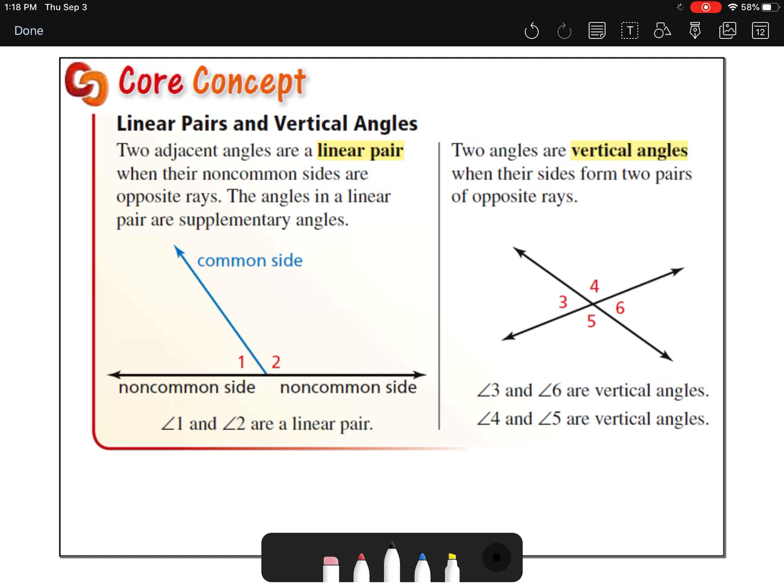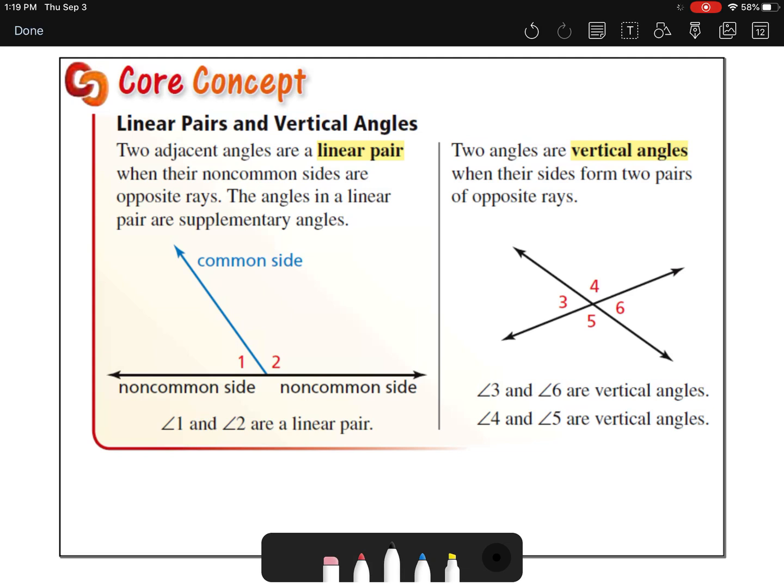All right, now the last subject then are linear pairs and vertical pairs. Very important that you master these two concepts. A linear pair, guys, simply forms a line. They simply form a line, two angles that form a line.